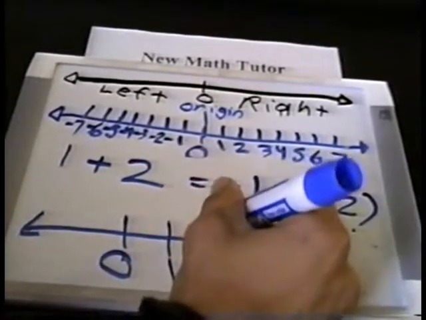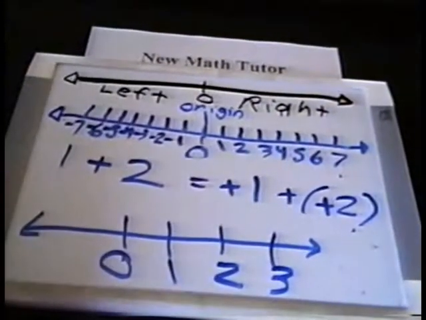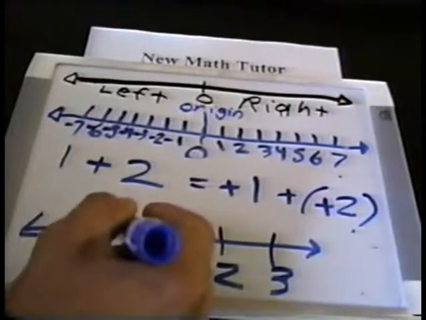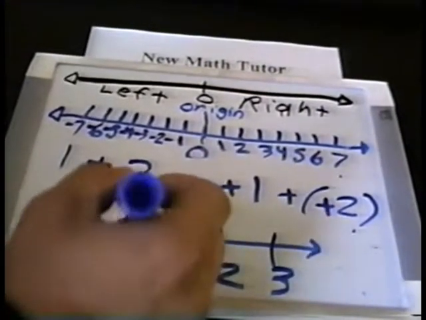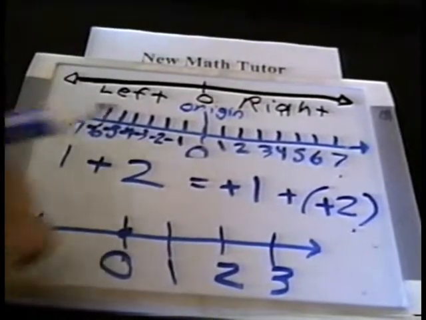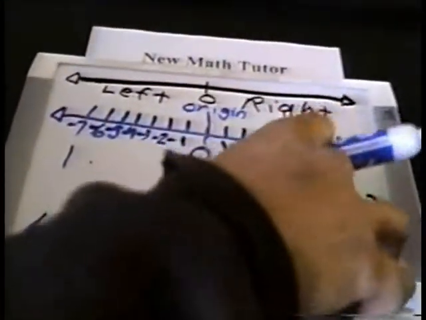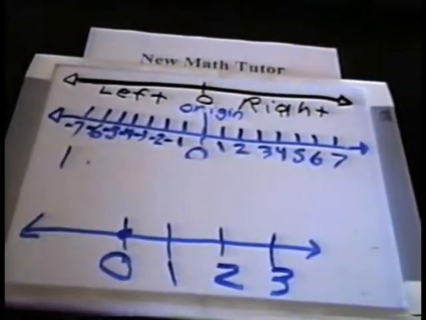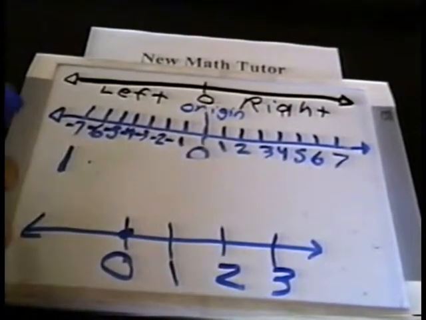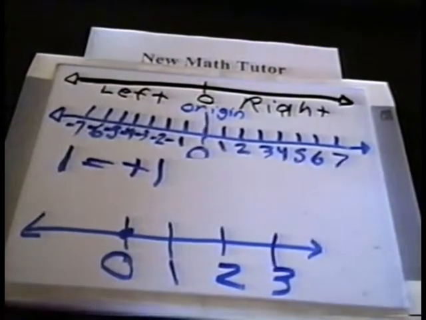One plus 2 on the number line. Let's say this is 0. We have 1, 2, and 3. Now, 0 is called origin because that's where your travels originate. Here we see 1 plus 2. Here we just see 1.